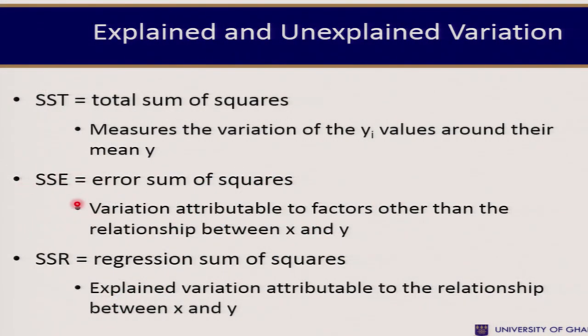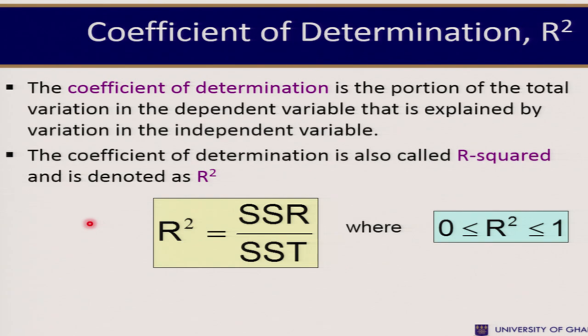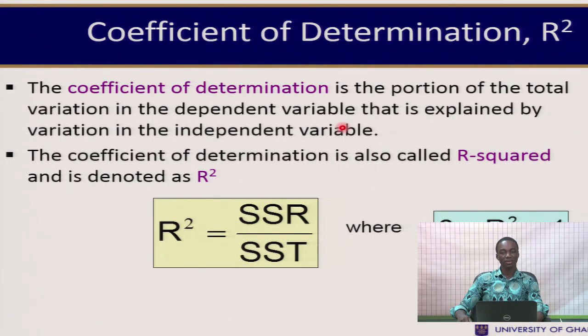So that is what we've said. Total variation is the total sum of squares measured by SST. Error looks at the unexplained variation, and then regression sum of squares looks at the explained variation. Based on this, we can calculate the coefficient of determination, also known as the R squared. The coefficient of determination is explained as the portion of the total variation in the dependent variable which is explained by the variation in the independent variable.